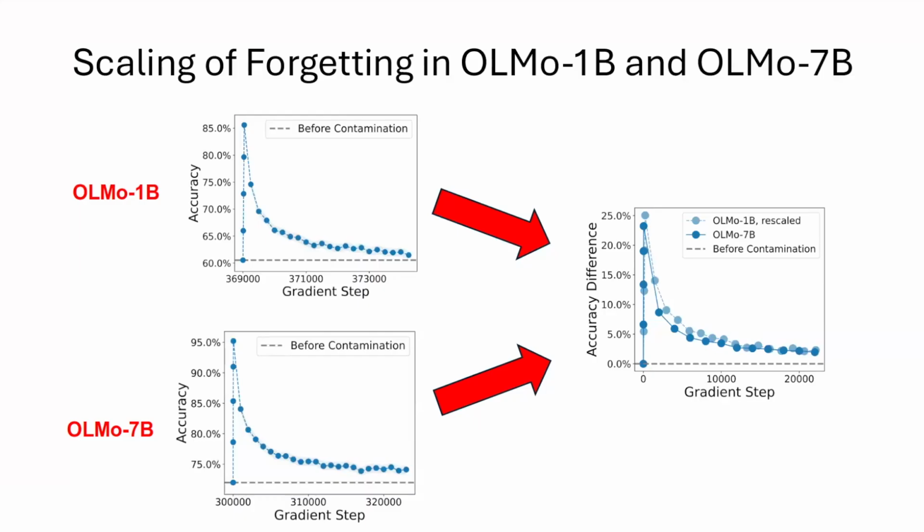Okay, and now what we can do is put these two curves on the same axis, and we scale the number of tokens that the model sees in accordance with the number of model parameters, okay? And then what we see is that the forgetting curves of the two models overlap really nicely. Okay, and what does it mean? Intuitively, it means that if you double the number of model parameters, a model that is twice as big needs to see twice as many tokens in order to exhibit the same forgetting effect, right?